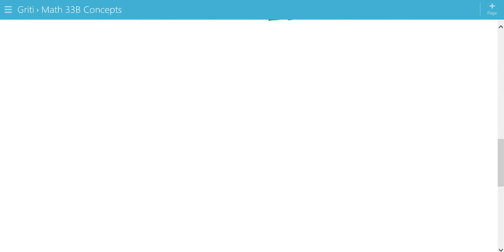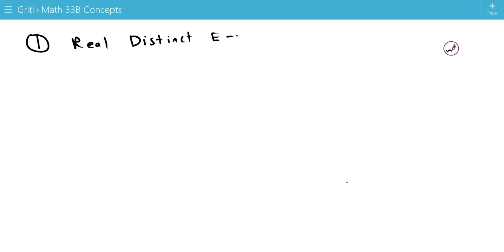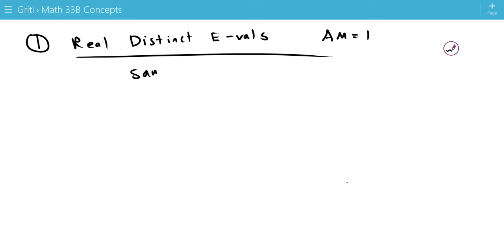Now we have the same three cases we had before. First case is when we had real distinct eigenvalues. So that means each eigenvalue has an algebraic multiplicity of 1. And we deal with this the same way as before. So same as before.